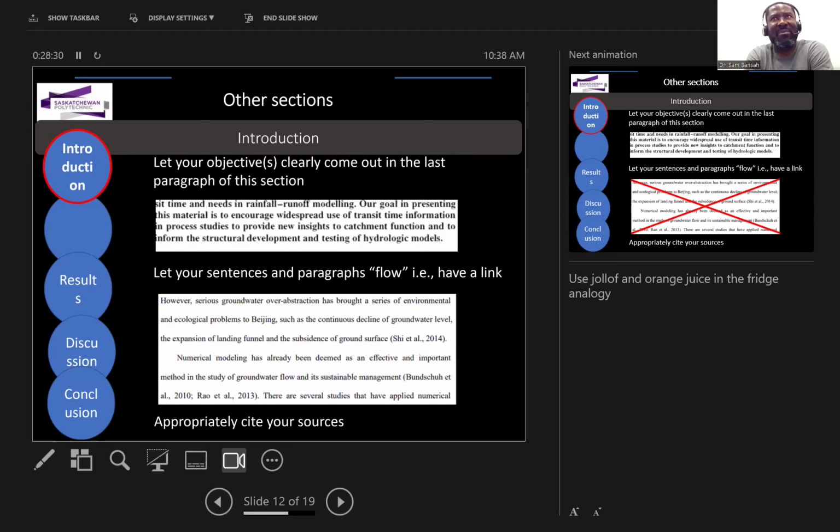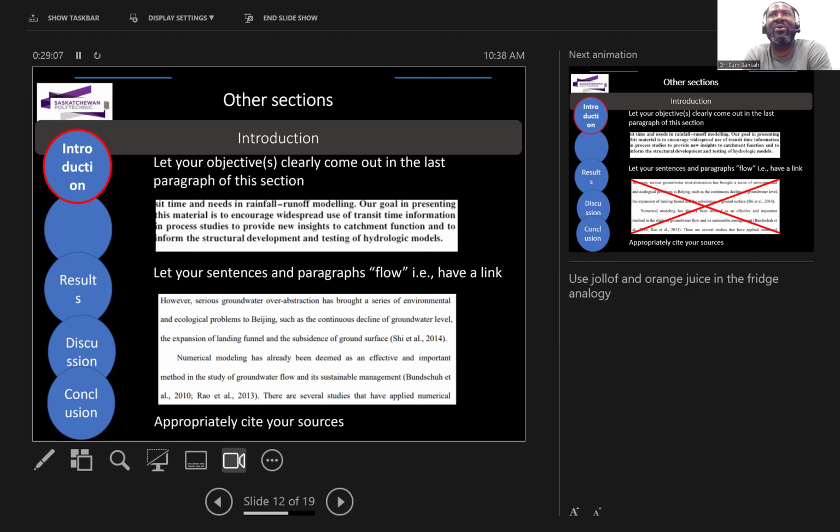Let me take this example of a manuscript that was submitted for review. At some point in the introduction, the authors were writing, and I read, however, serious groundwater over abstraction has brought a series of environmental and ecological problems to Beijing, such as the continuous decline of groundwater levels, the expansion of landing funnels, and the subsidence of ground surface. Cool. Look at the next paragraph.